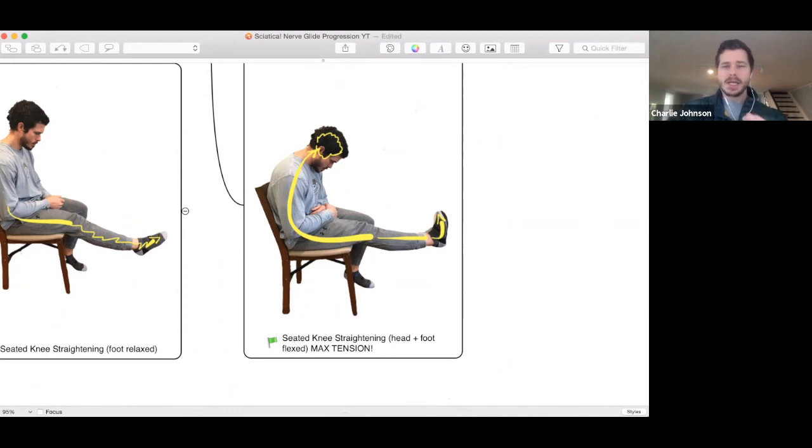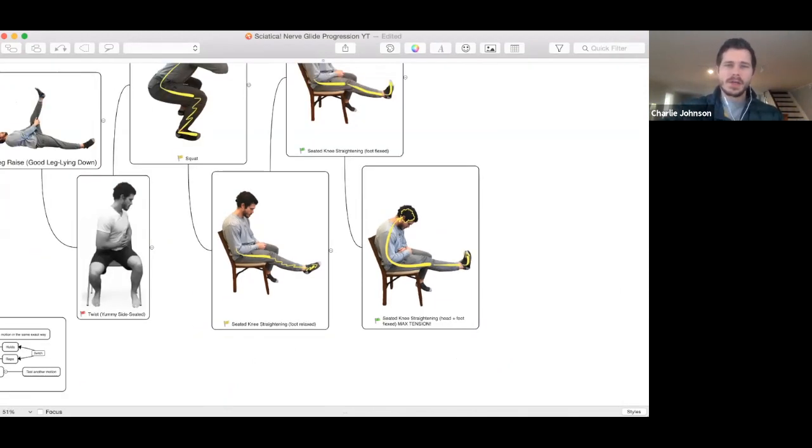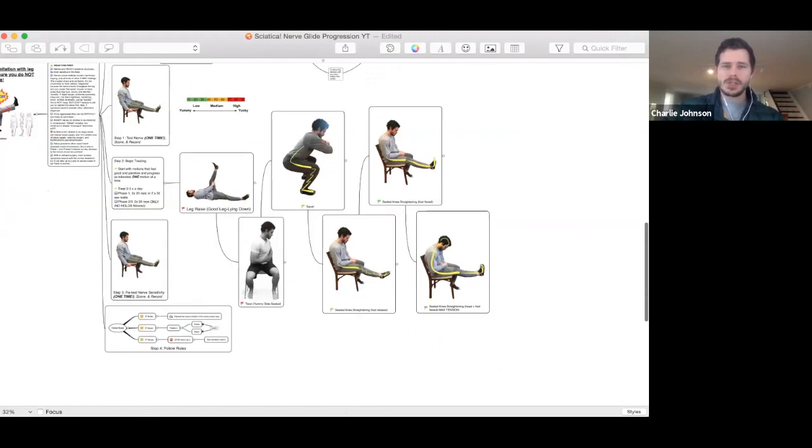This is max tension because the head and the foot are pulled, and you can imagine that wire, or that rubber band, is completely on tension. So the very final move that you would want to consider, and only when you're almost fully recovered, such that you can gain back full nerve motion. Okay, so that is the end of the mind map or flowchart walkthrough.